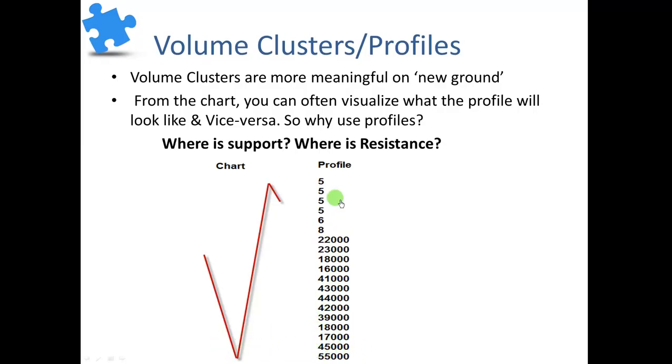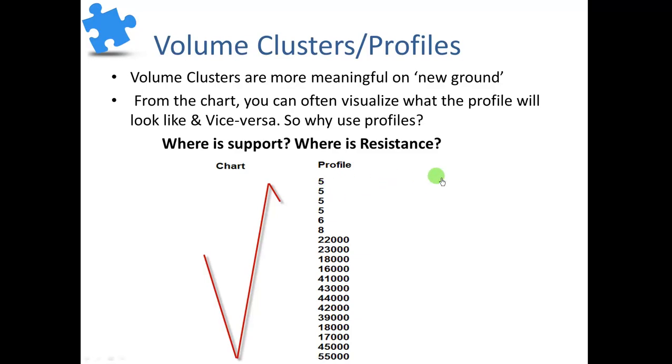At the top, it's a slightly different story. We have a range of prices where participants traded very, very little, and a range of prices where participants traded a lot. We have this small spike up without a lot of trading. Now it's an extreme example to illustrate a point, but it is one of the key benefits of the profile.